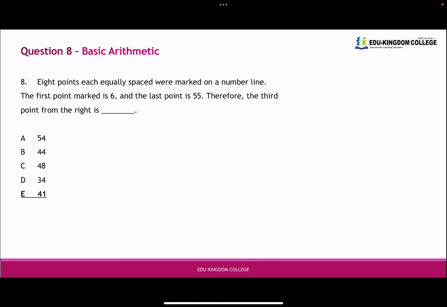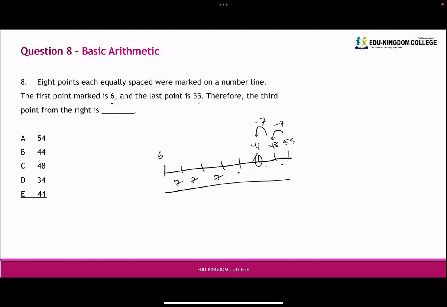Now, 8 points are equally spaced apart and marked on a number line. So 1, 2, 3, 4, 5, 6, 7, 8. The starting number is 6, the last number is 55. There are 1, 2, 3, 4, 5, 6, 7 spaces in between, and from 6 to 55 there's 49. So if there's 49 across 7 spaces, that means there's 7 in each space. What's the third point from the right? This point here. It's going to be 55 minus 7, which is 48, minus 7, which is 41.